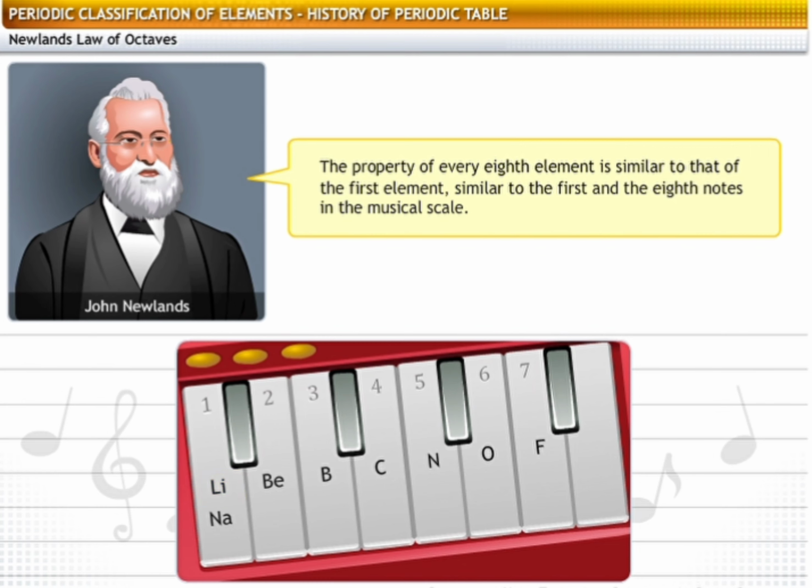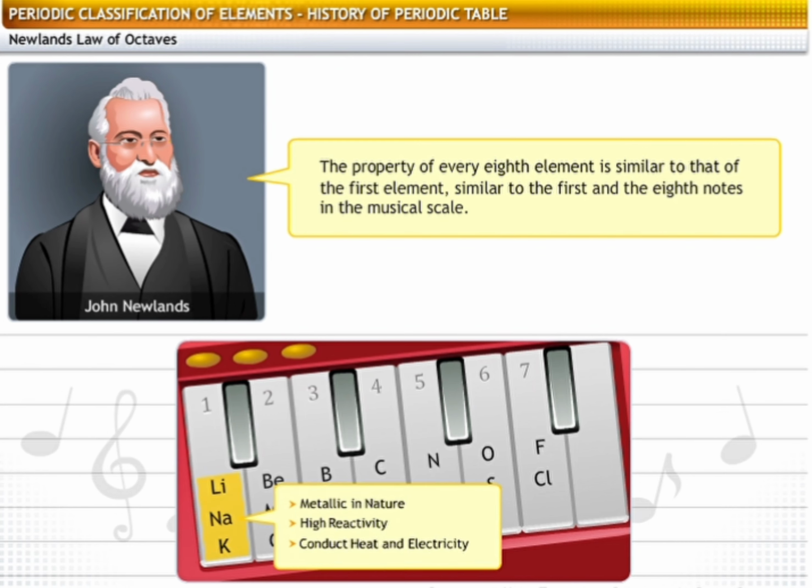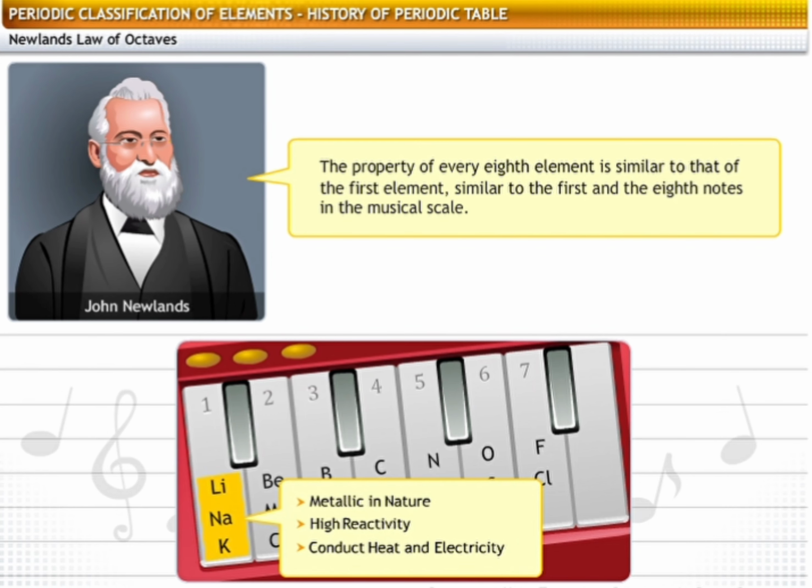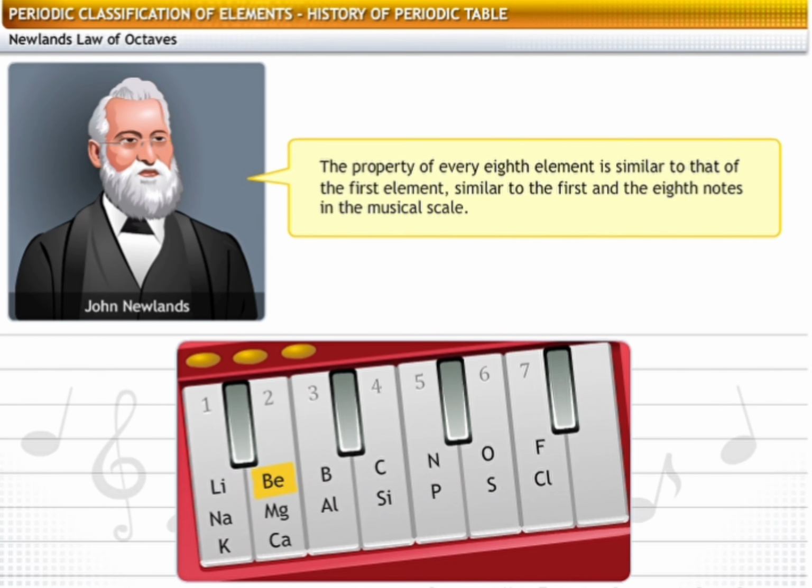Starting with lithium, the 8th element from lithium is sodium. Similarly, the 8th element from sodium is potassium. Lithium, sodium, and potassium show similar properties. For example, they are metallic in nature, have high reactivity, and conduct heat and electricity. Similarly, beryllium, magnesium and calcium show similar properties. For instance, all the three elements are shiny and fairly soft.